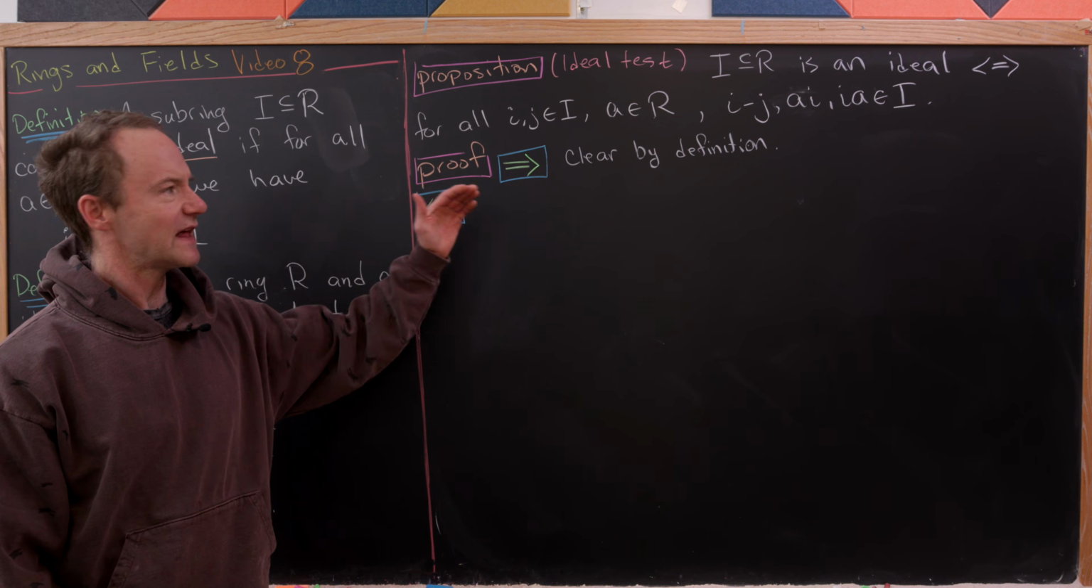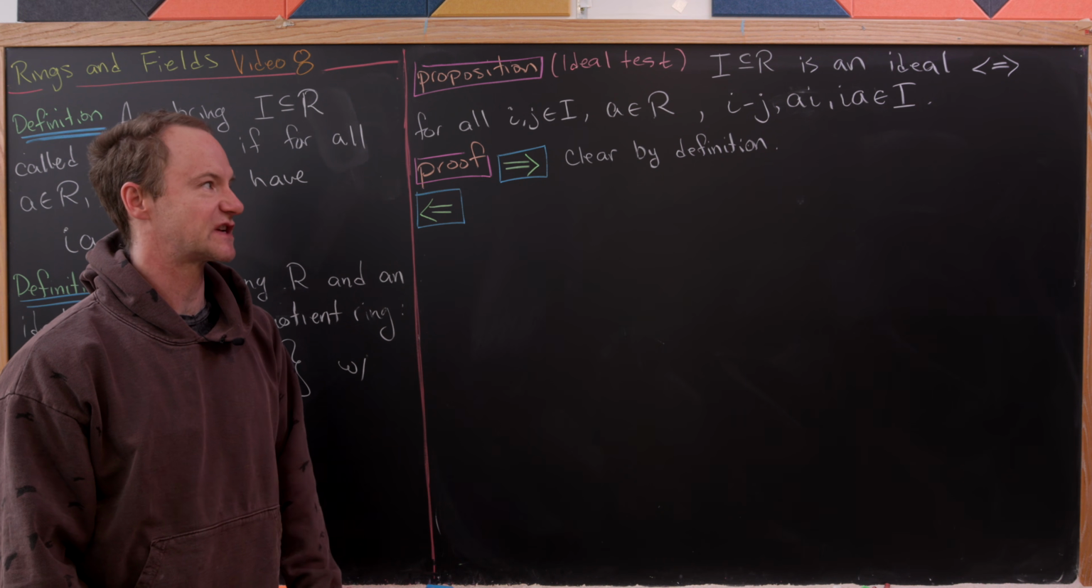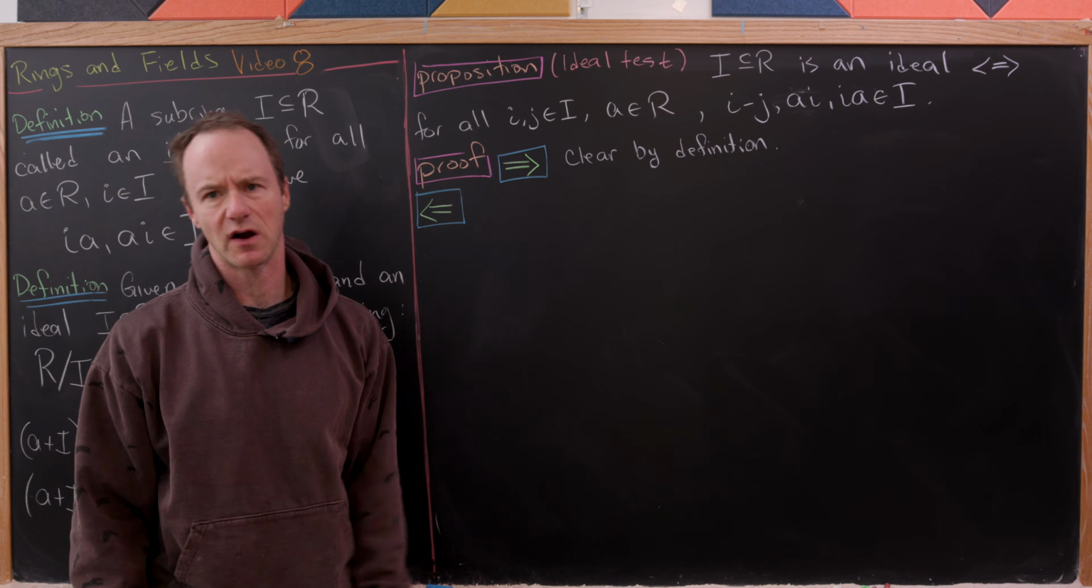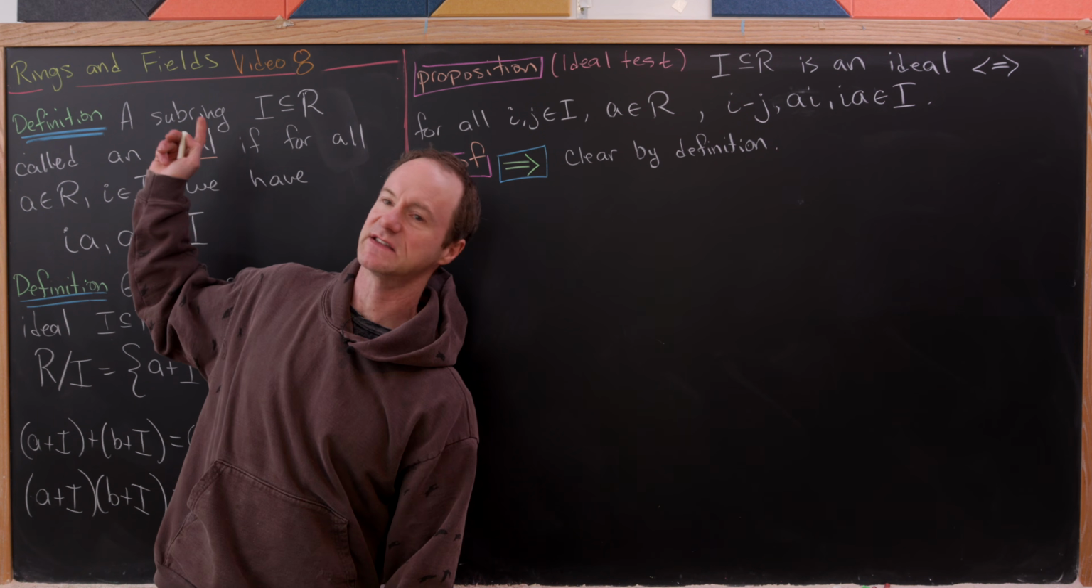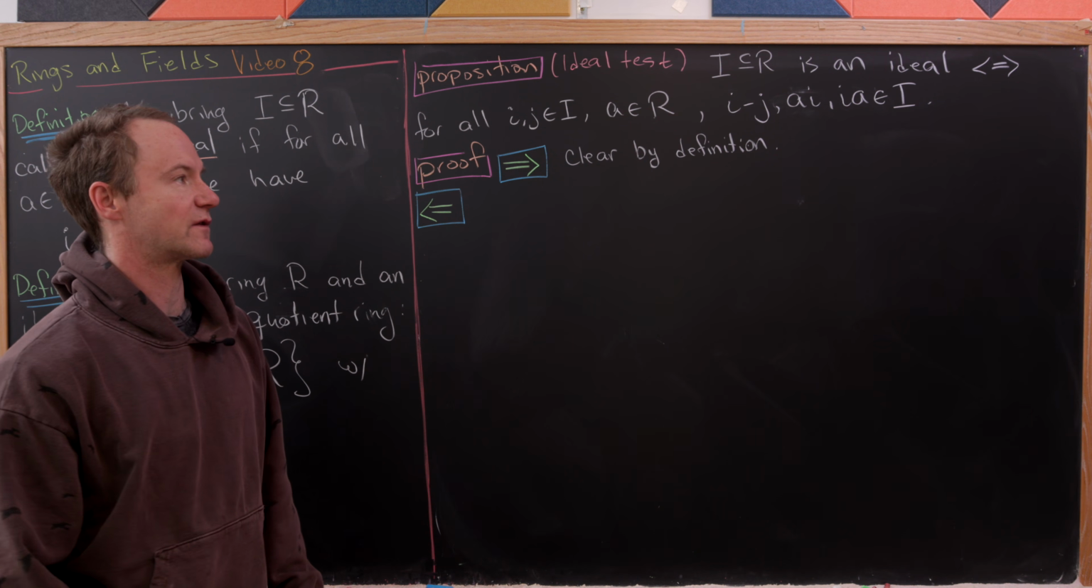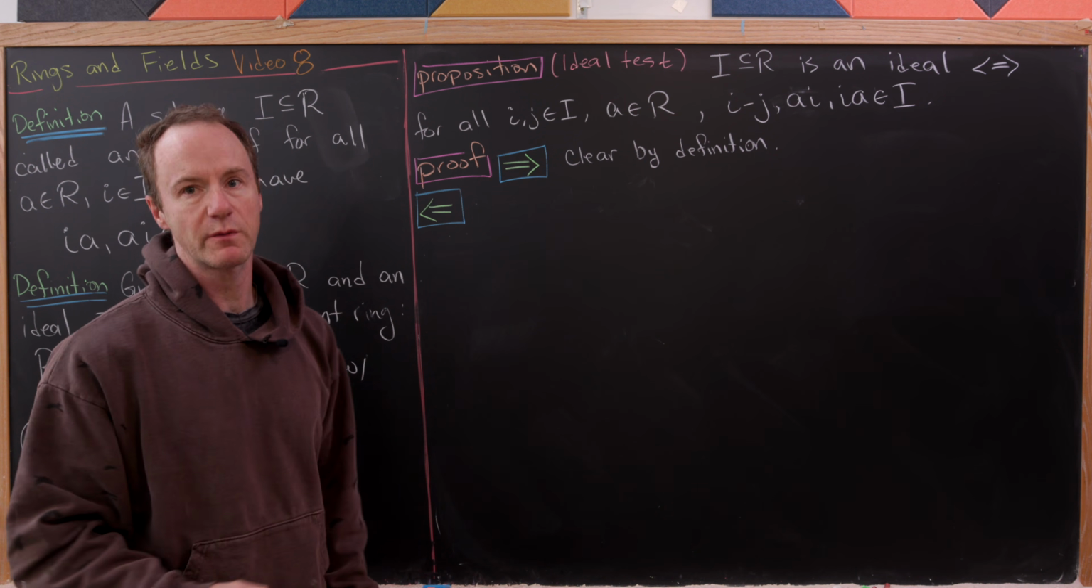Okay, so I'd like to point out that this forward direction is just clear by definition. If you've got an ideal, then these things are definitely satisfied just by the fact that it's a subring with this absorption property. So that means we need to look at this reverse direction. Okay, so let's get going with the reverse direction.